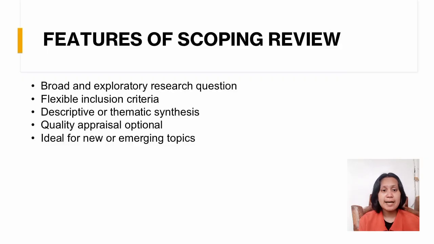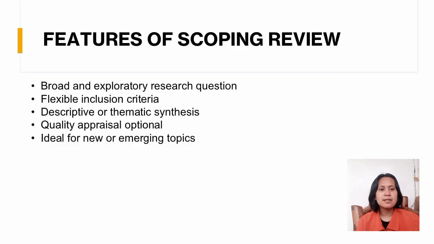So it answers a broad and exploratory research question. This means that this type of review starts with a wide question that explores a general topic rather than trying to answer something that is specific. Next, it is based on flexible inclusion criteria. So the criteria for choosing which studies to include can change as the review progresses, allowing more adaptability in what gets analyzed. Next, descriptive or thematic synthesis.